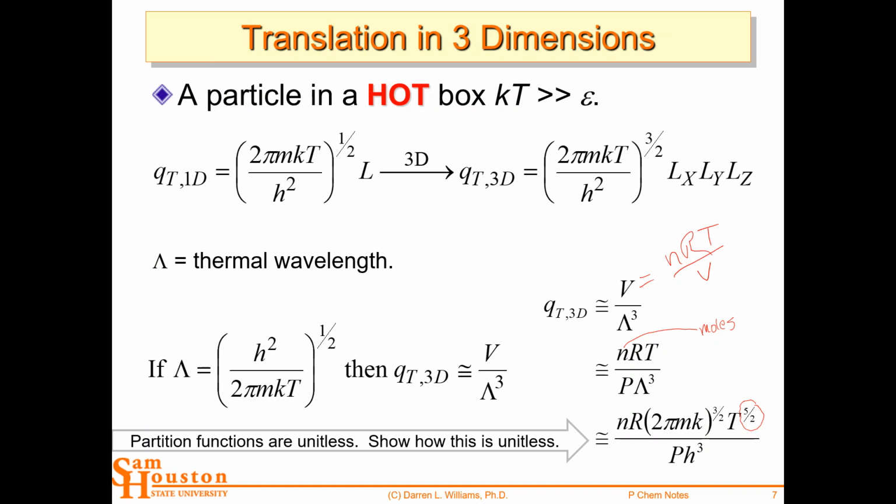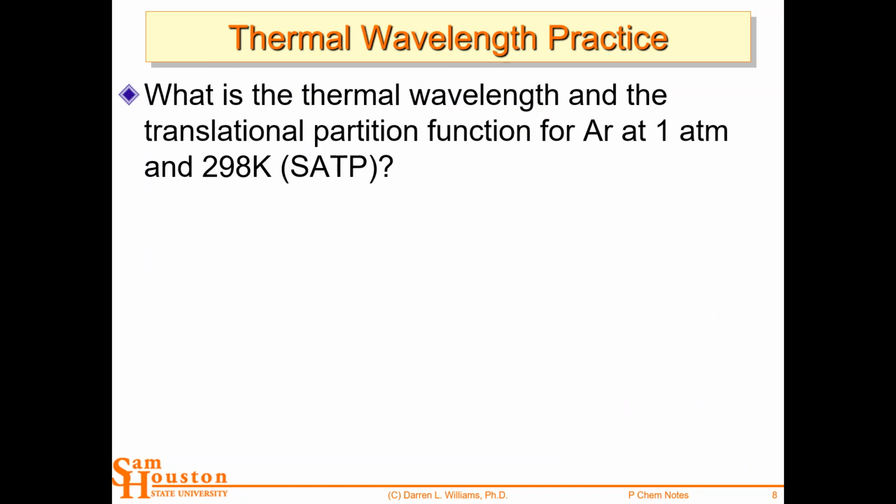Let's look at the next problem. We'll calculate it for argon, okay? And then we'll see if we can test it, okay? And so what's the thermal wavelength and the translational partition function for argon at 1 atmosphere and 298 Kelvin? Now you can do this problem in your notebook and then check your work because it's shown in the notes.